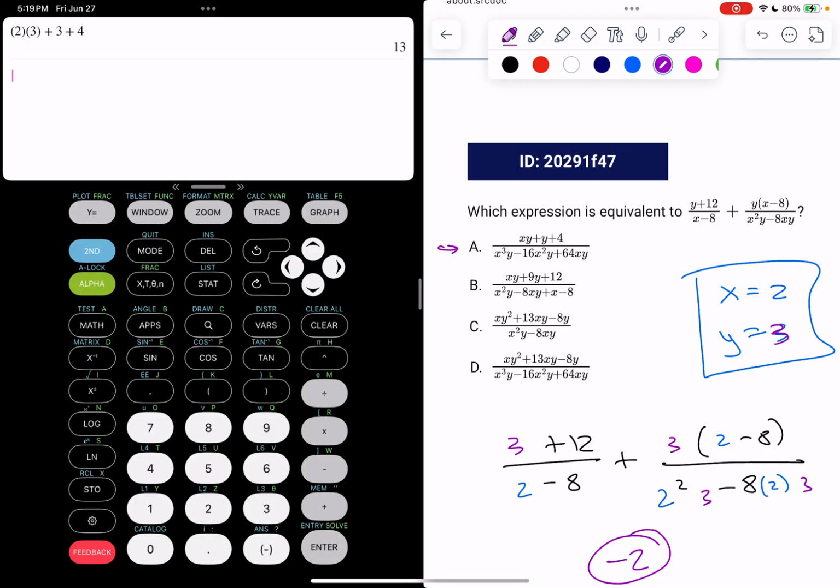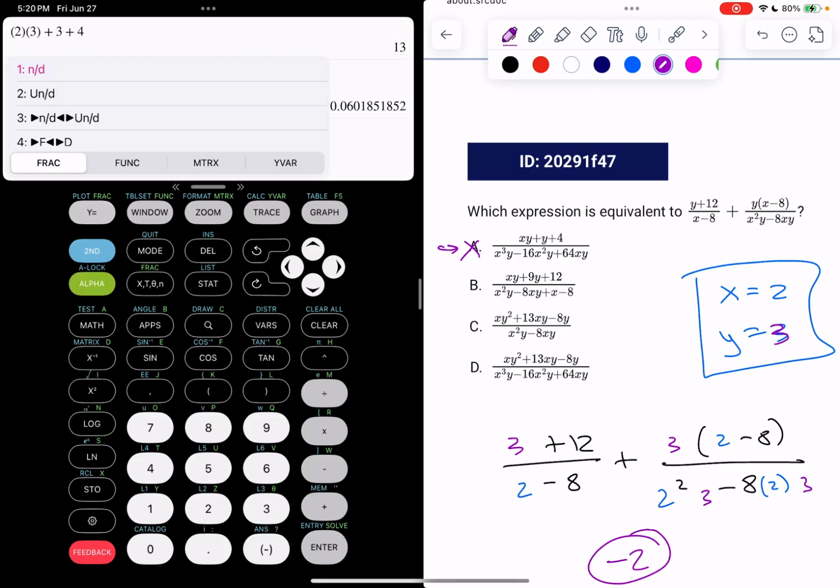So we're going to take our little fraction bar and put 13 in our numerator. And then in our denominator, we're going to get 2 cubed times 3 times our Y minus 16 times our 2 squared times our Y, which is 3, plus 64 times our X times our Y. And let's see. Yep, that's not -2, so forget that guy. All right, let's try the next guy.